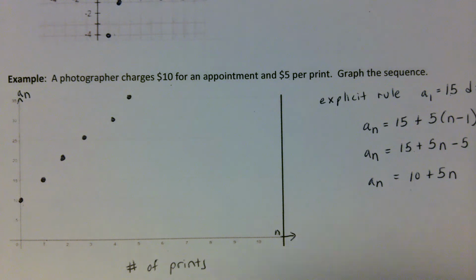Okay, and that's the SOS video on how we graph an arithmetic sequence, which ends up being a discrete graph. We do not connect the dots.